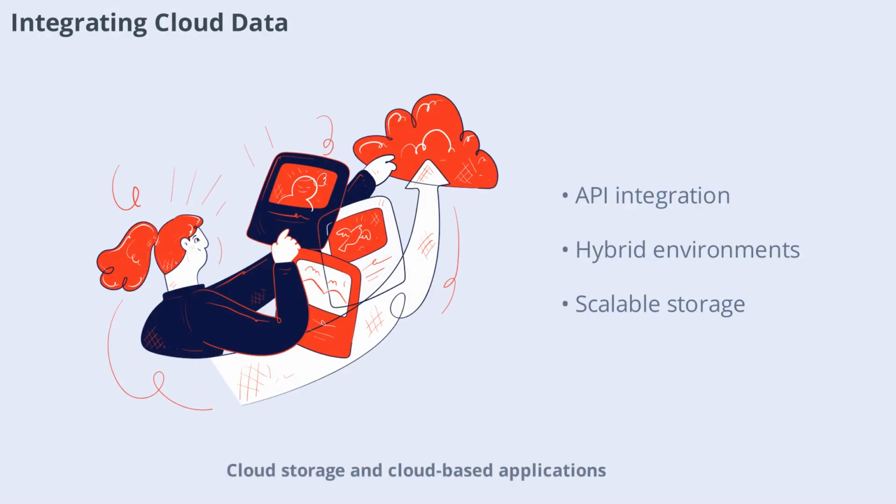Cloud storage and cloud-based applications are increasingly important data sources. Integration with cloud services requires handling APIs, authentication tokens, and data formats like JSON or XML. Cloud integration enables organizations to combine on-premises and cloud data, supporting hybrid environments. It also allows for scalable storage and processing, making it easier to handle large or rapidly growing datasets. Security and compliance are key considerations when integrating cloud data.